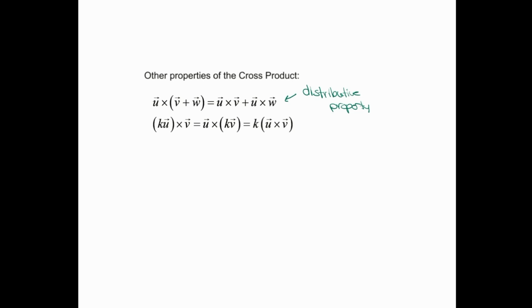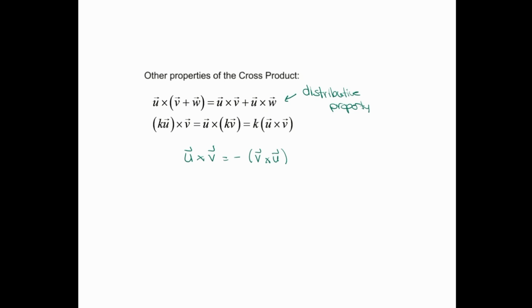Now there's a couple more that I want to add onto this list. I want you to think about this idea that if I have u crossed with v, that is going to be equal to the negative of v cross u. They're opposites. And this is exactly what's happening if I have two vectors and I reverse them. The direction is opposite. You can think of that negative as being the opposite direction.